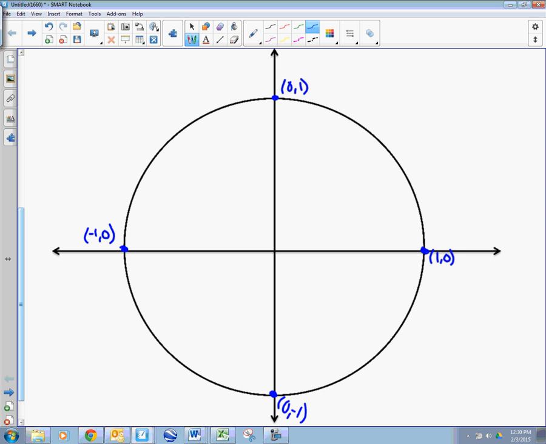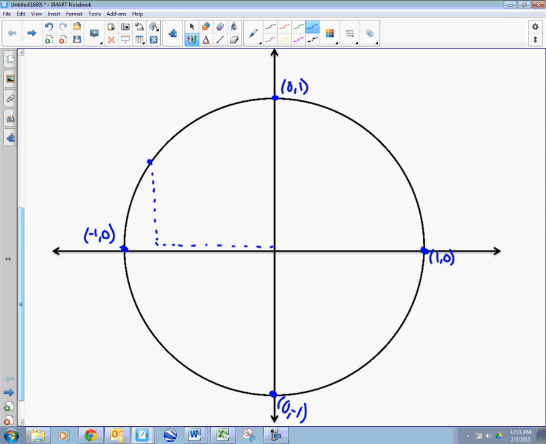I want you to think about this. I'm going to point to a spot on the circle. True or false? The x and y values of this coordinate must be less than 1. Why? So if you were to look at your x travel and your y travel, it's obviously less than that 1 and less than that 1. Everybody agree with that?